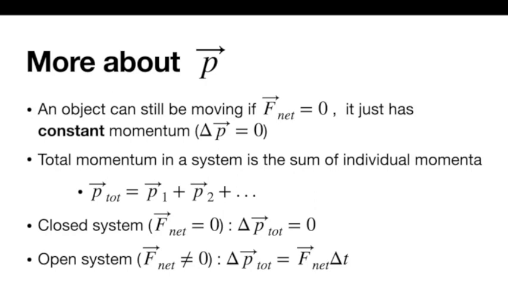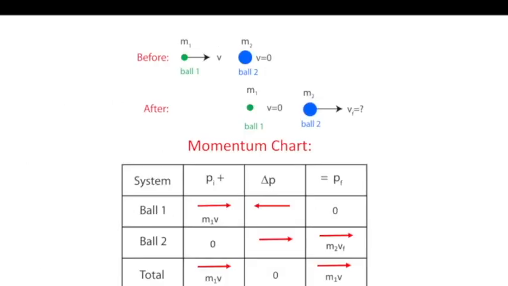On the other hand, if it's an open system, if there's a force caused by something that's not already in the system, then we will have a change in total momentum, and that will exactly be equal to whatever the F net is times delta t. So looking at a simple momentum chart, they are a great tool. Remember, they just organize equations for us. Going from left to right, we're saying P initial plus delta P equals P final.